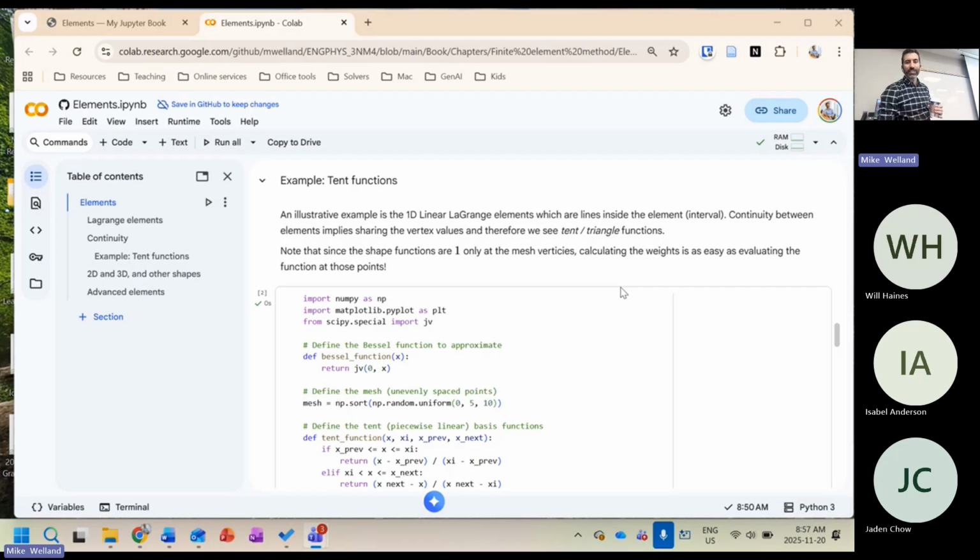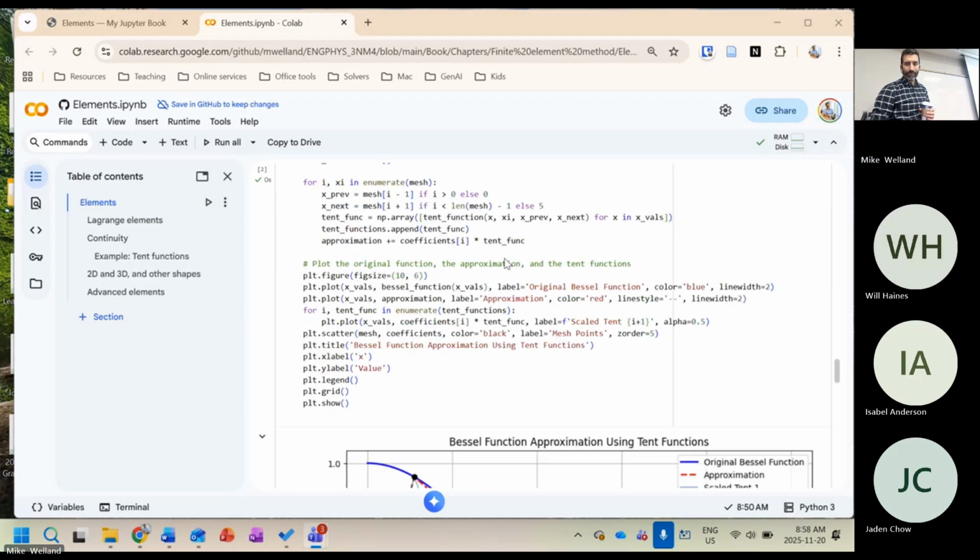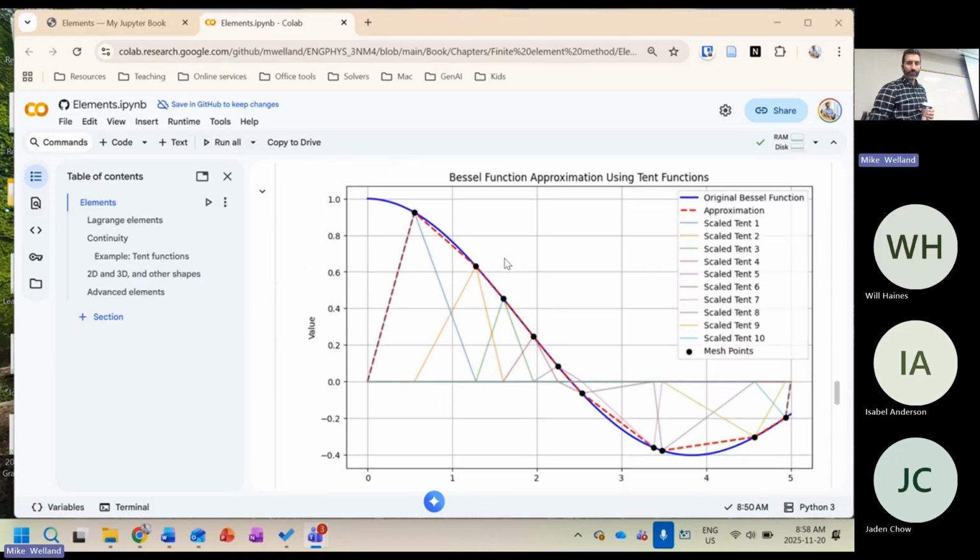Let's try and actually reconstruct one of these guys. There's the code to do it. And this is a Bessel function, right? The approximation to this is being mapped out by the red dashed line here. And all we're doing is we're just summing all of these individual tents.